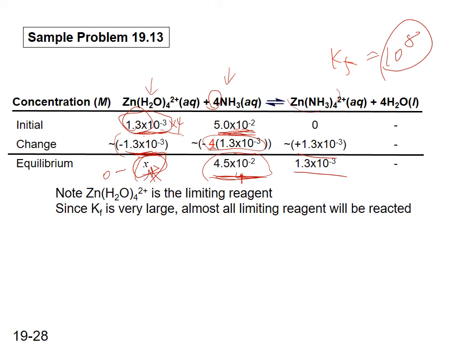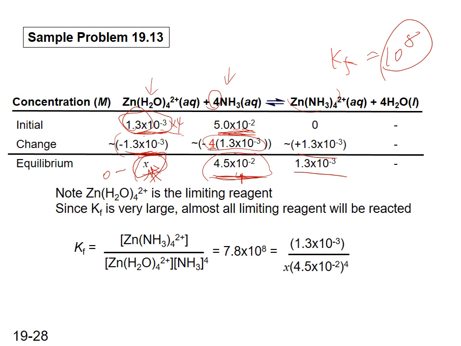But this one, we cannot approximate to be 0. Okay, we have to find out. And so we write x. And then we write Kf. So Kf will be the product. In this case, it's 1.3 times 10 to the -3 divided by x divided by 4.5 times 10 to the -2. Don't forget there's a 4 here. So it's 4 raised to power 4. Okay, and that equals Kf.